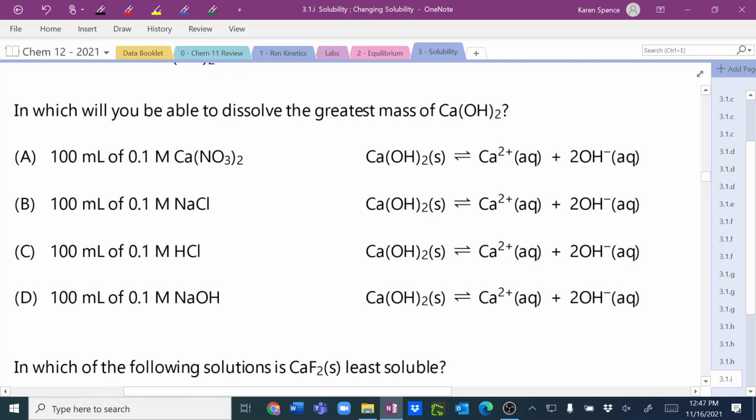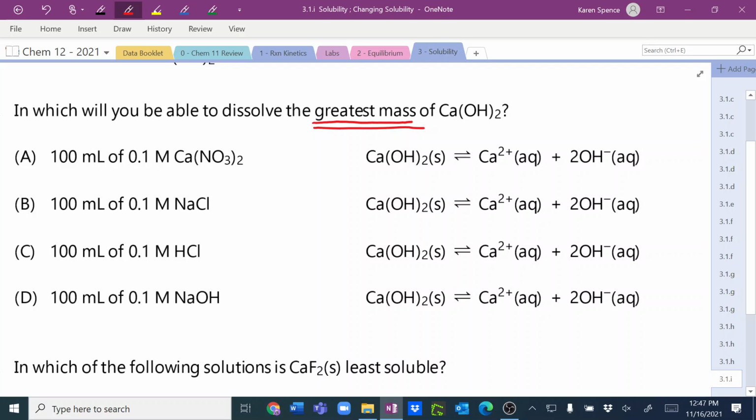In which of these solutions will you be able to dissolve the greatest mass of calcium hydroxide? So I've got 4 beakers, I've got some calcium nitrate, I've got some sodium chloride, I've got some HCl, and I've got some NaOH, and I'm going to try dumping calcium hydroxide into each of those beakers, and we're going to see which one we can dissolve the most.